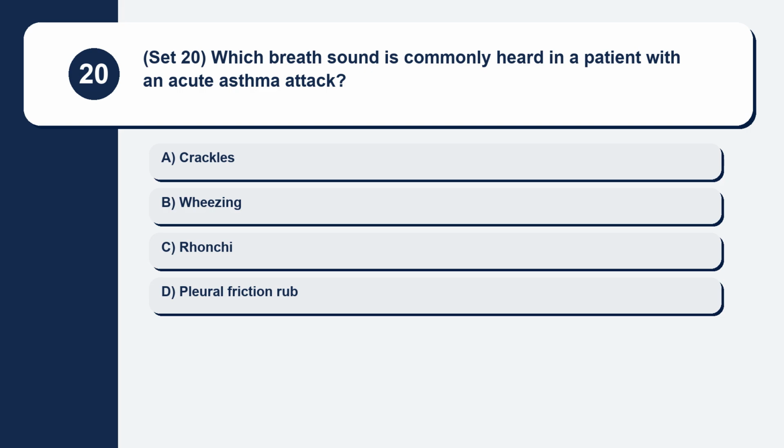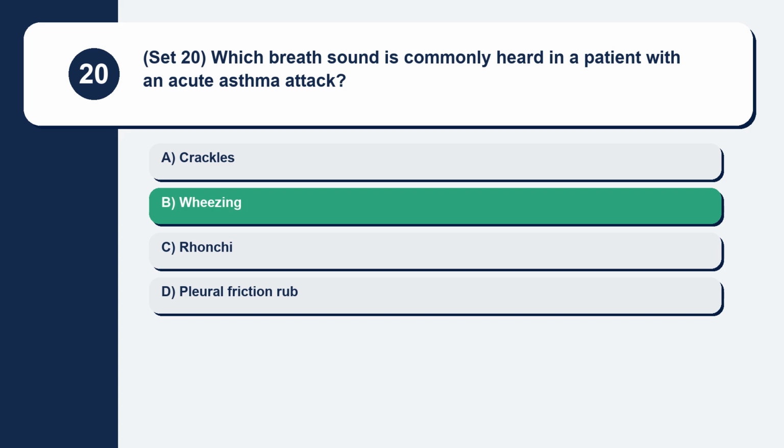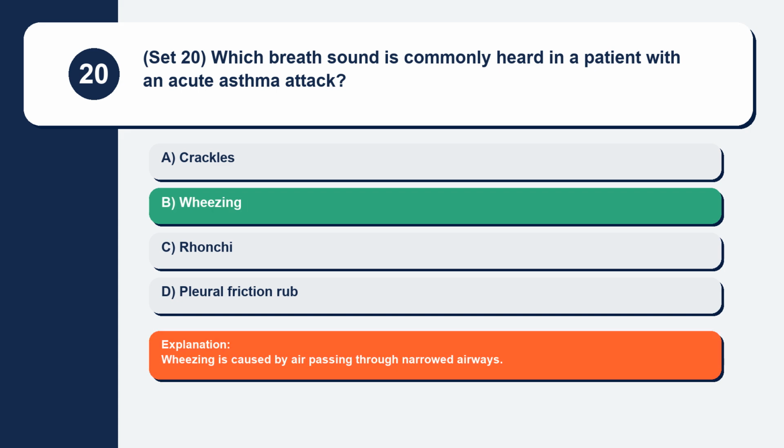Question 20. Set 20, which breath sound is commonly heard in a patient with an acute asthma attack? Crackles, wheezing, rhonchi, pleural friction rub. Wheezing is caused by air passing through narrowed airways.